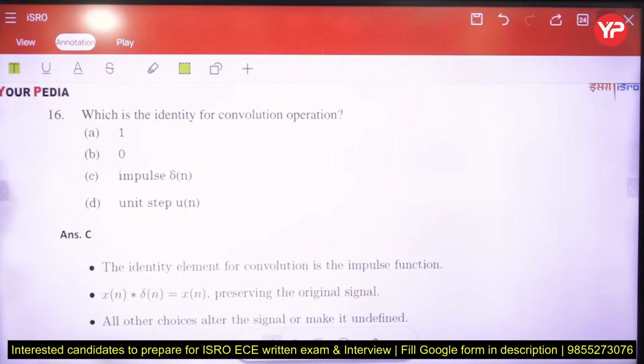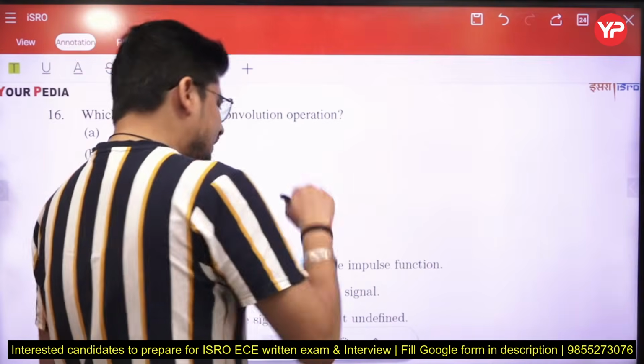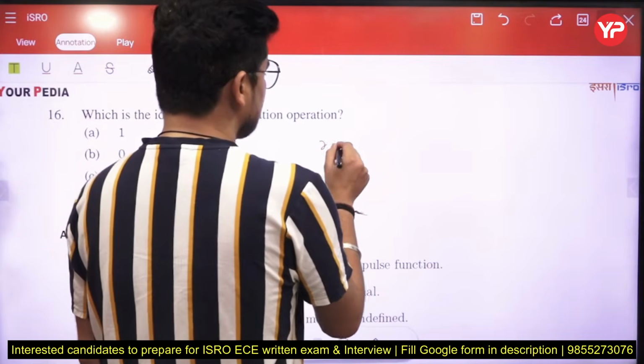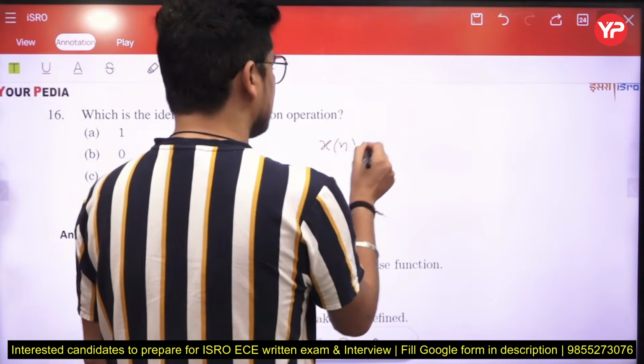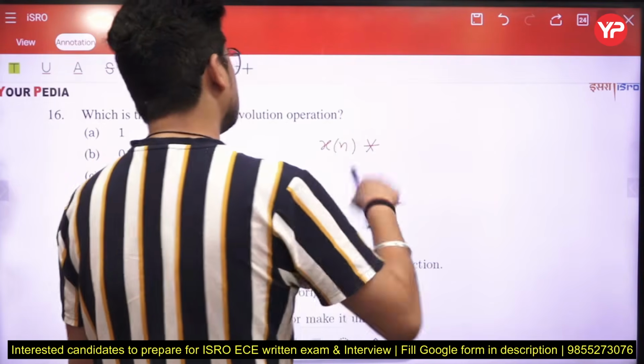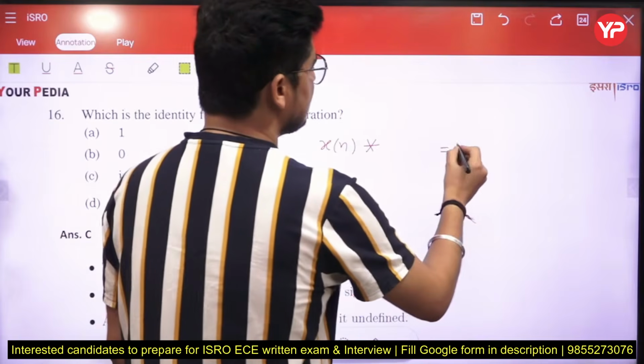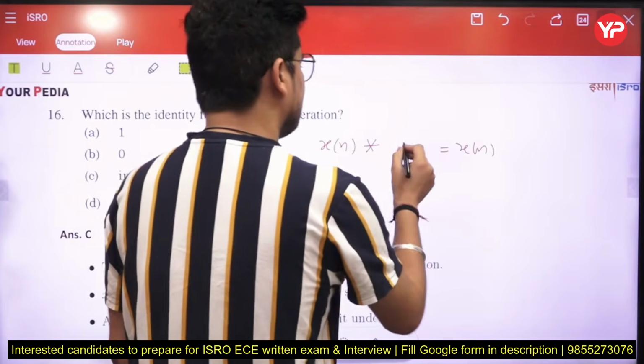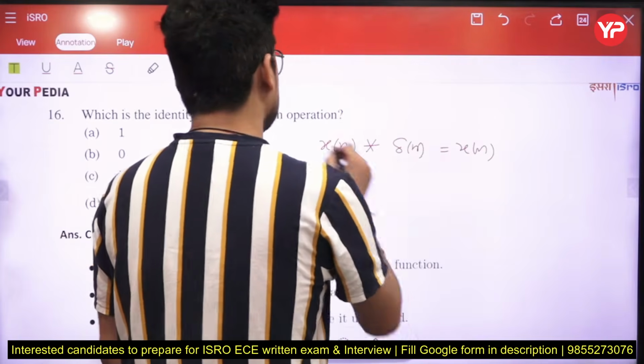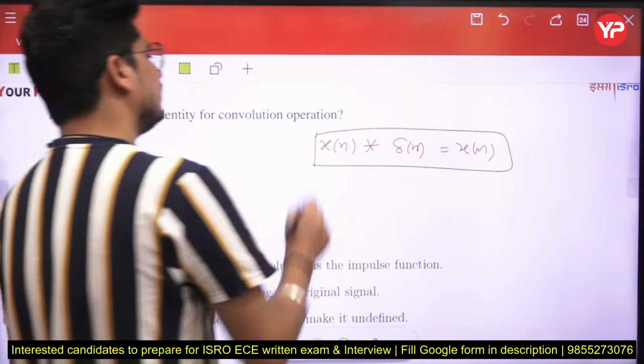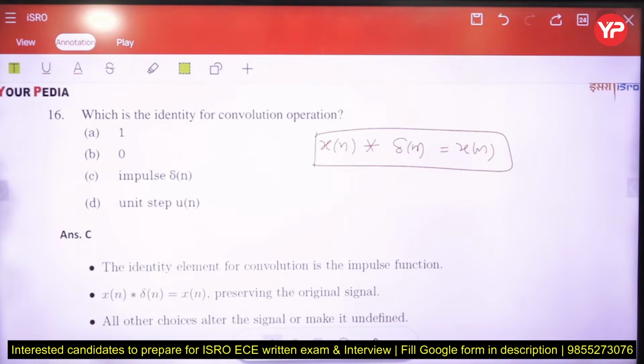Which of the following is the identity for convolution operation? See, basically whenever he is talking about identity for convolution operation, let us take we have a x[n] function, and if we convolve this with any function, that will result in the same signal x[n], and that signal is delta[n]. So what we can say, the delta, the impulse signal, is an identity for convolution operation, right? So answer will be C.